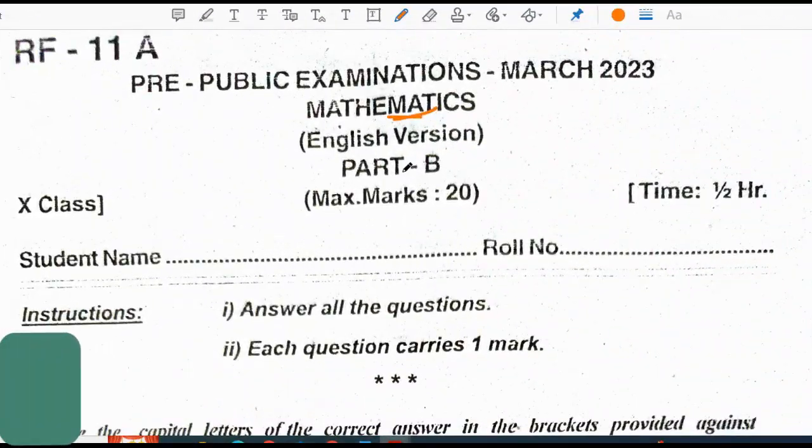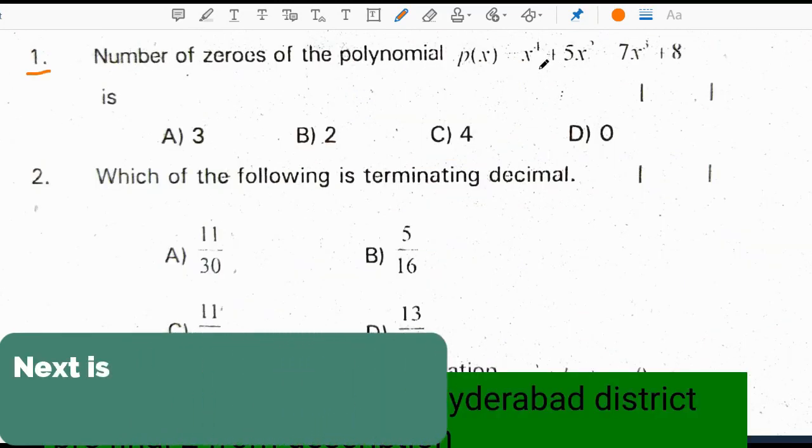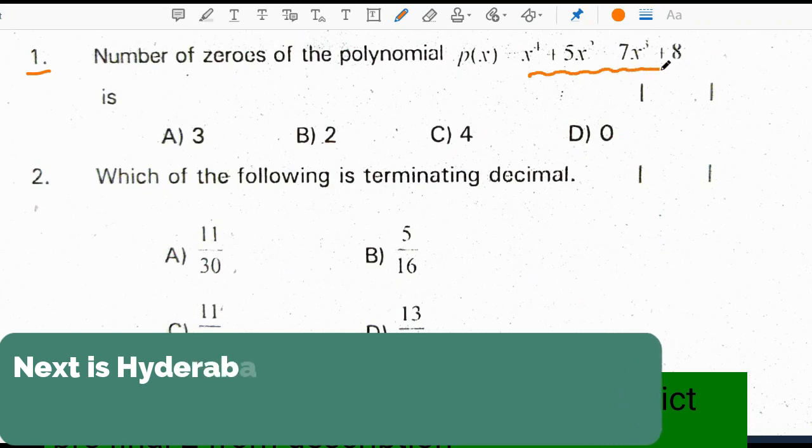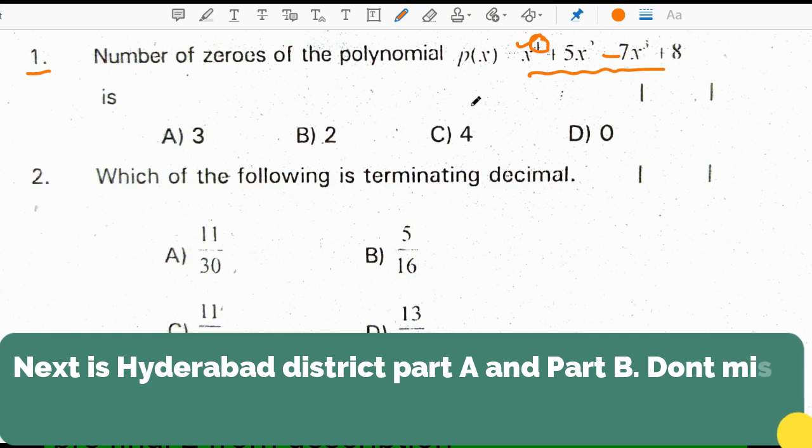Mathematics pre-final 2 part B question paper answers, let's discuss. Question number 1. Find the number of zeros of the polynomial p of x is equal to x to the power of 4 plus 5x square minus 7x cube plus 8. So number of zeros means the utmost zeros will be the degree of the polynomial. So maximum zeros will be 4.